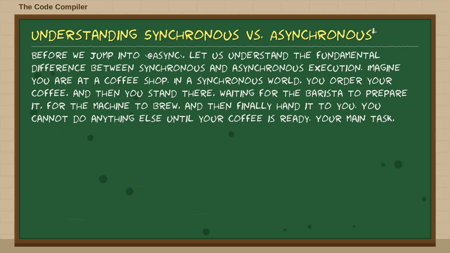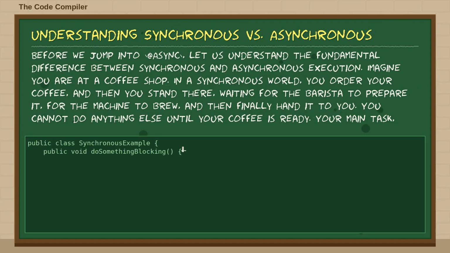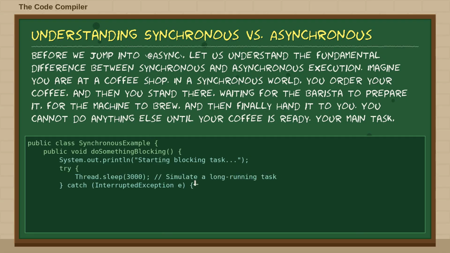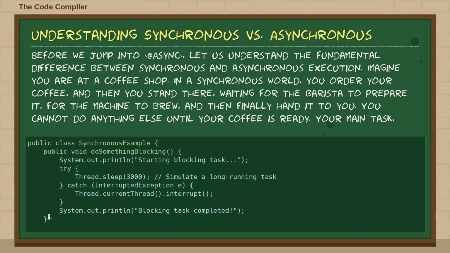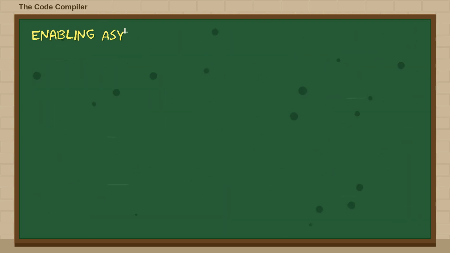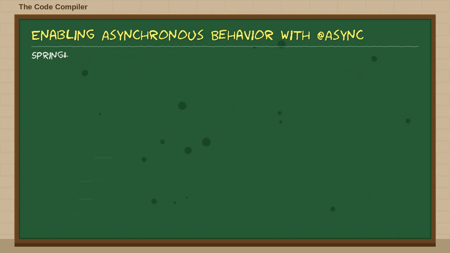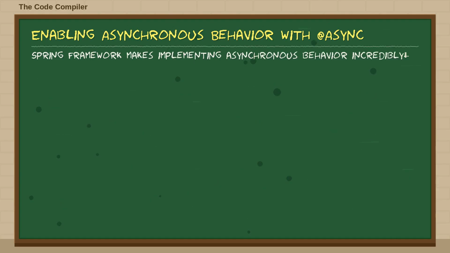In programming, synchronous methods execute sequentially, one after another, blocking the caller. Asynchronous methods, however, allow the calling thread to continue its work immediately, while the long-running task executes independently in a separate thread. This significantly improves application responsiveness. Spring Framework makes implementing asynchronous behavior incredibly simple with just 2 annotations.